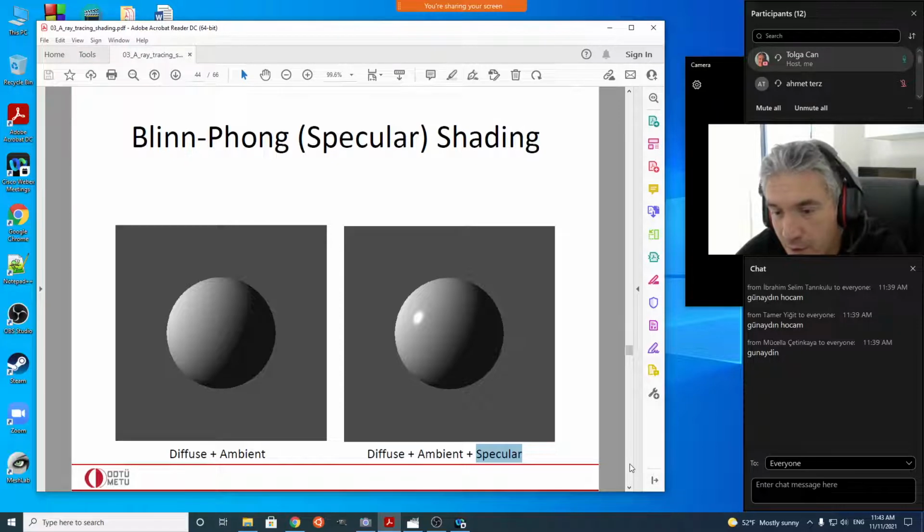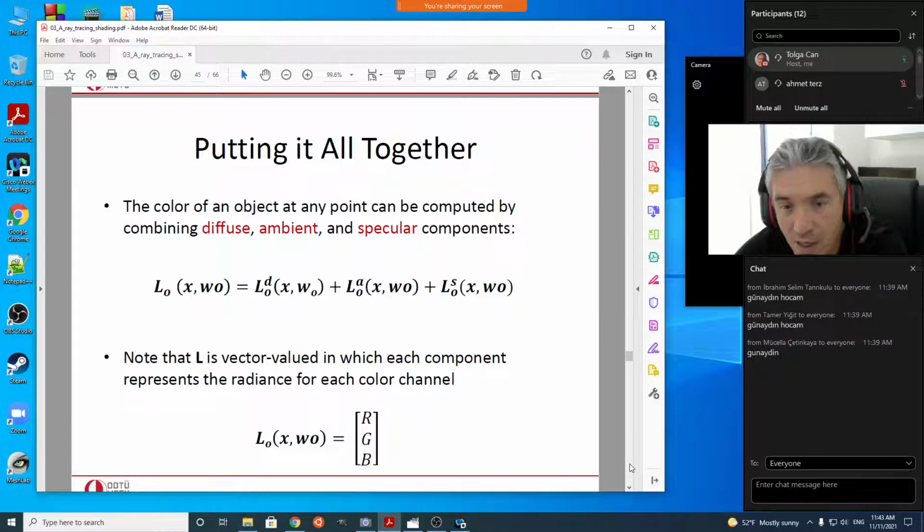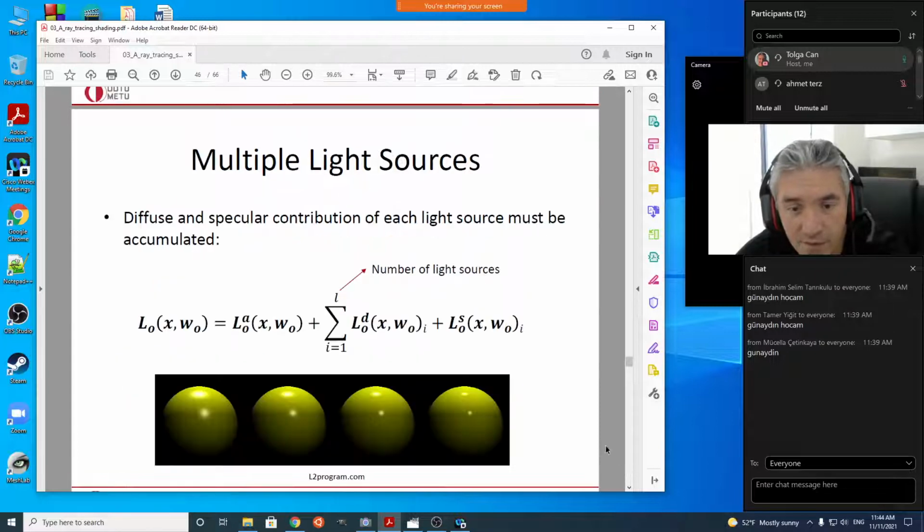Okay, so this is what we have covered up to now, and if we put all this together, the color of an object at any point can be computed by adding. The model is additive, so the diffuse component, ambient component, and specular component are all added, and this is a vector of RGB, red, green, blue components. So nothing different than what we have done up to now.